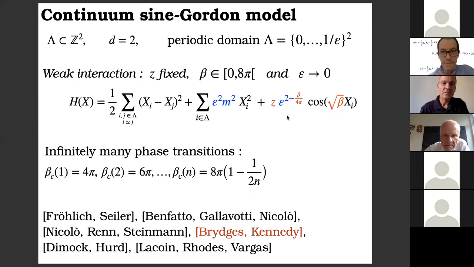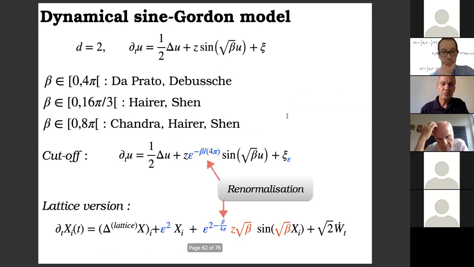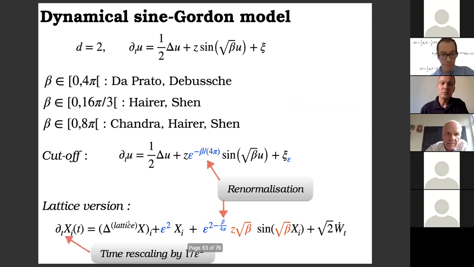This is the correct scaling. This epsilon squared is an artifact of the fact that we're viewing the continuum system as a lattice model. But if you scale everything in the continuum, this becomes one. I mean, if you rescale, you have to rescale space and time in the parabolic way. Yes. So over there, indeed, you have the correct epsilon squared here.